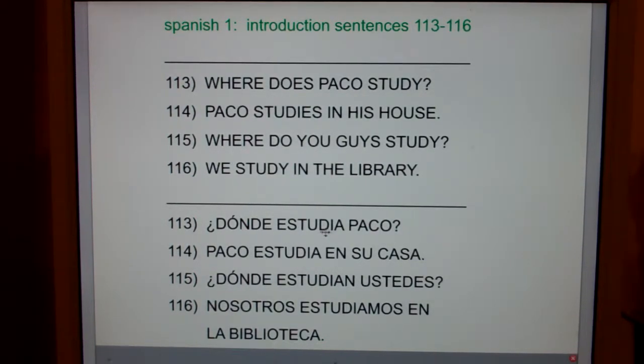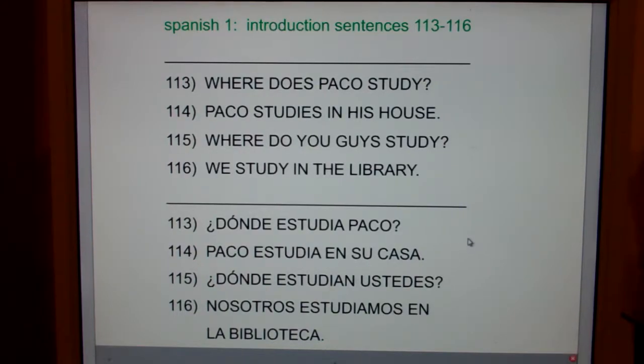The second word is the action. The third word is the subject. When studies Erica? Where live the boys? Why travels Rafael? Okay? Also notice all question words have accents. That's why donde has an accent here, and that's why donde has an accent here.